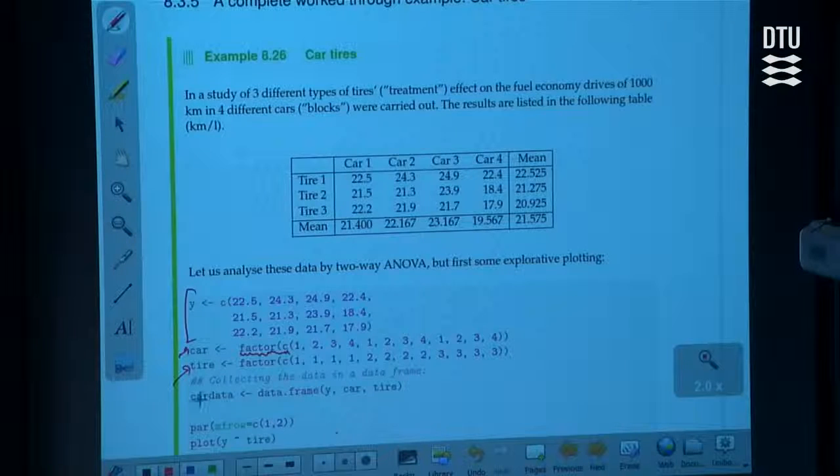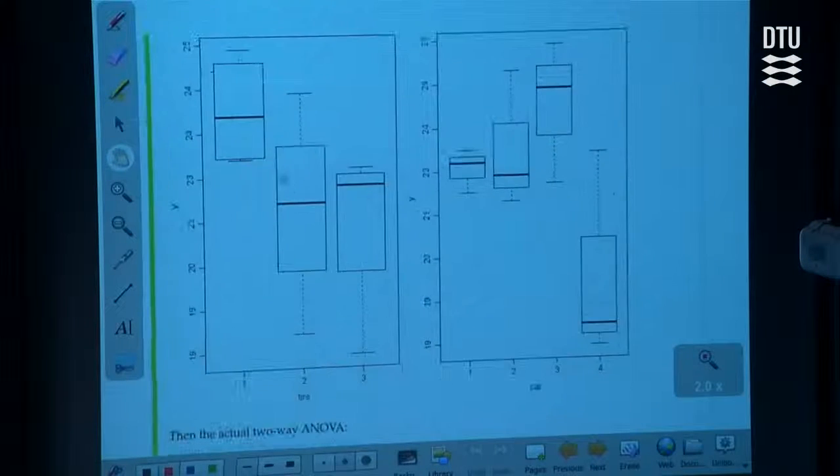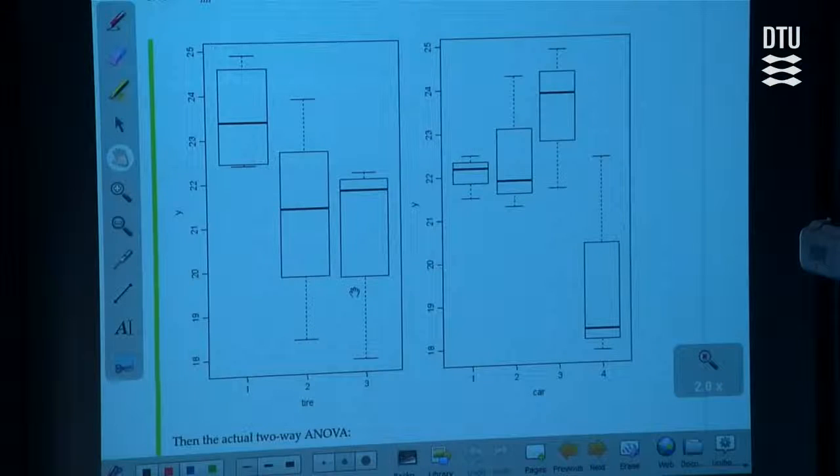Then I make the car data set. I put those 3 columns in a data frame, and then I do some plotting. I think actually I plot like before, versus tire and versus car. Let's see what it will give us. Gives us this. So this is the raw data plotting. Explorative data analysis. Nice start. I didn't do any fancy stuff. I'm just looking at the data.